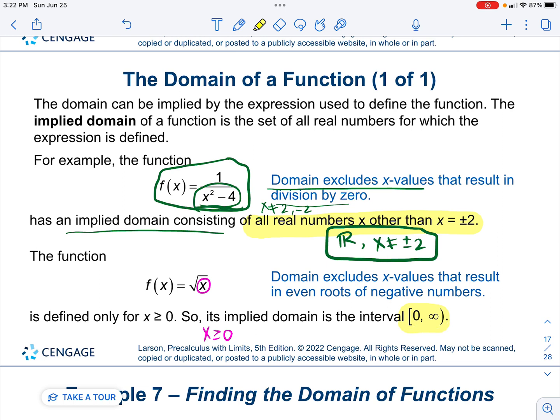You have a bracket to the left of 0. The bracket here means it includes 0. 0 does work. You can include it, comma, infinity. So it goes all the way up to infinity.